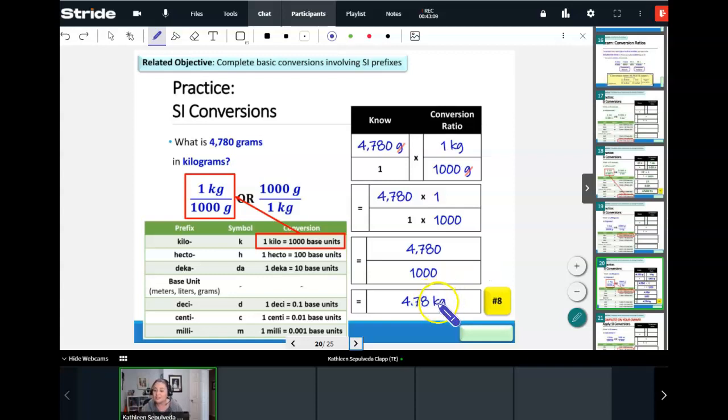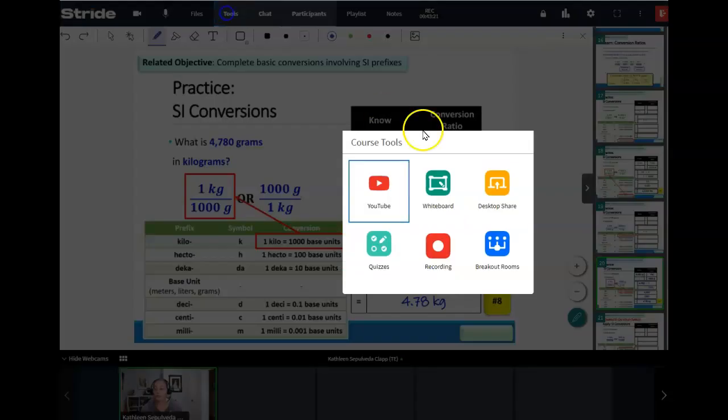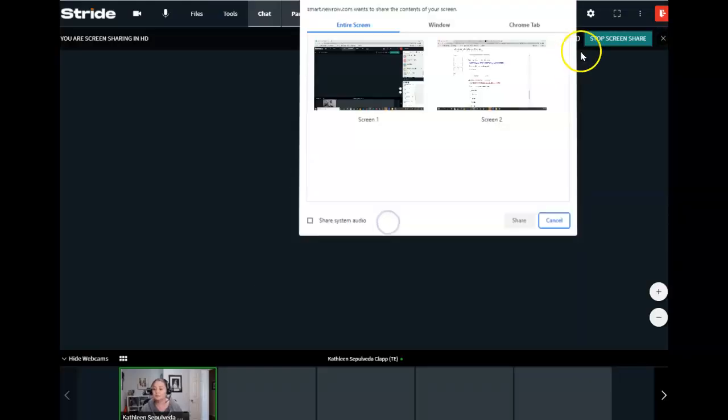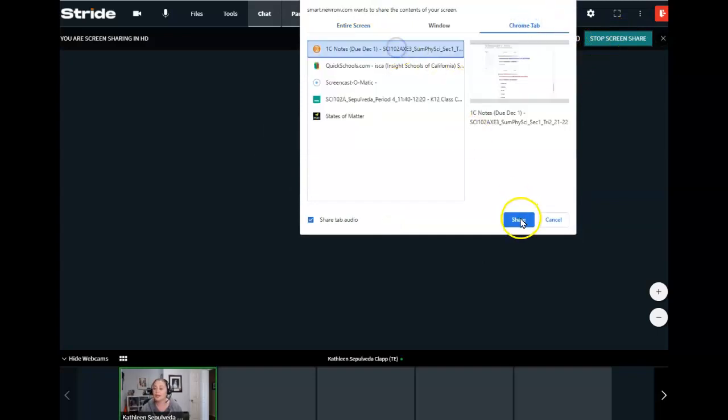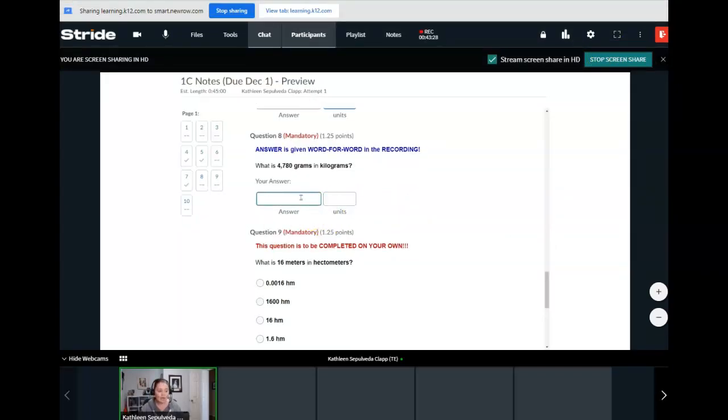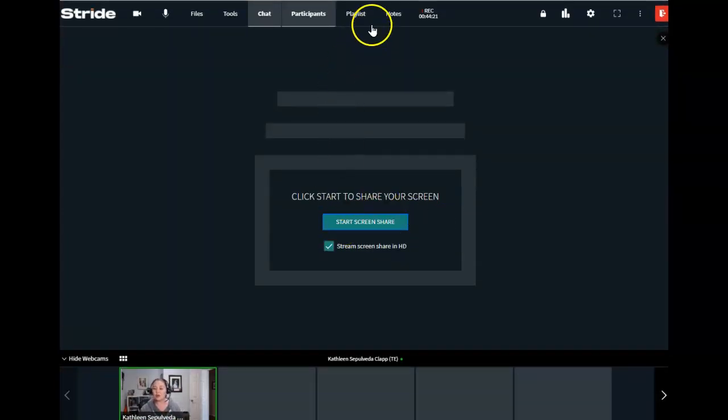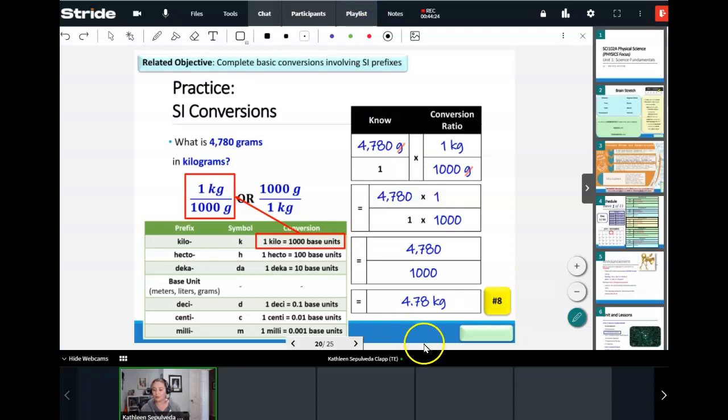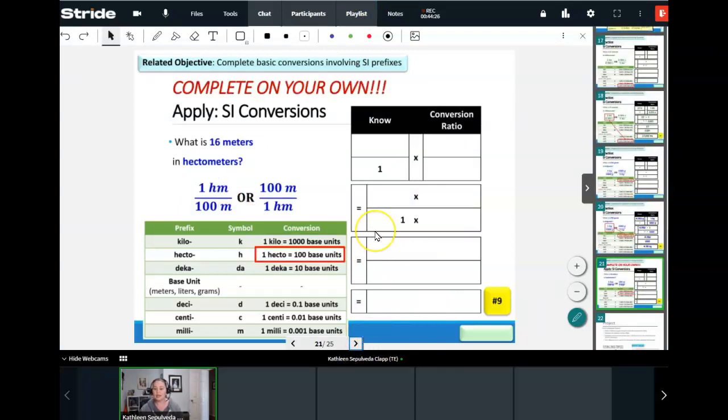But here we go. So this is going to be our answer, just like we said. It is going to be 4.78 kilograms. How do I put that into our notes? Let me go ahead and show you. Going into our notes right here, again, we have our answers and our units. 4.78 is going to go into the answer. Because of time purposes, I want to make sure I get everybody out at least roughly on time. We're going to go ahead and move on.